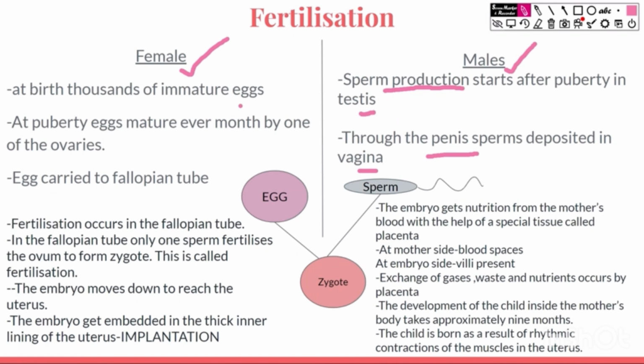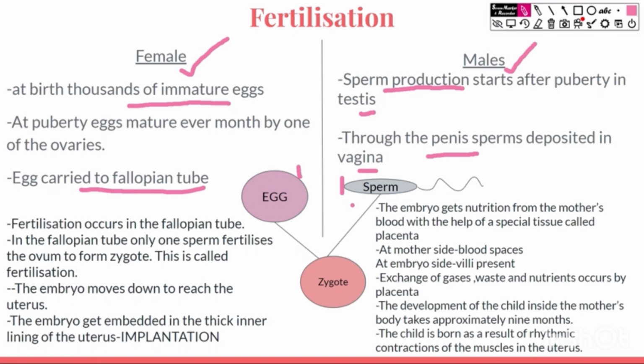On the other hand, what is happening in the female? At birth, the female has various immature eggs. So various immature eggs are already present at birth, and these eggs slowly mature after puberty. After puberty, these eggs mature one by one. Every month one egg matures and is released into the fallopian tubes. Then the egg waits in the fallopian tube. So now the egg is waiting in the fallopian tube and the sperm has entered through the vagina.